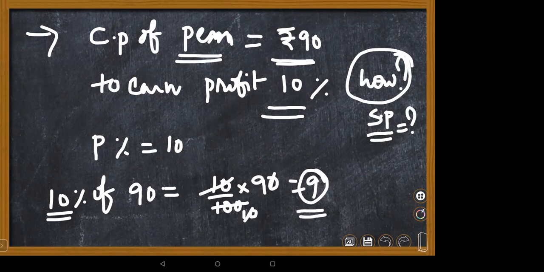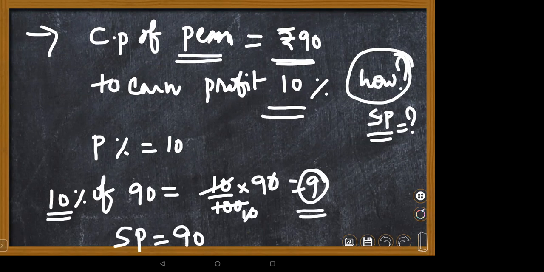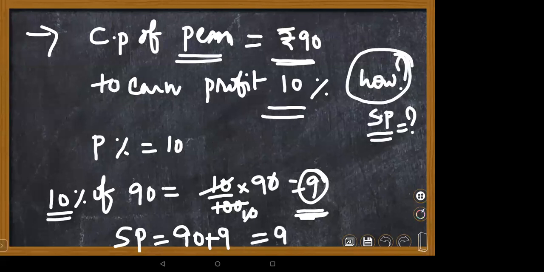So what is the selling price? 90 plus 9 is equal to 99. Whatever profit plus cost price gives your selling price. This is 99 rupees. Very good, children. The way you are doing, even fast also. Very good. Next question. Be ready, children. Any doubt in this bit? No, ma'am.